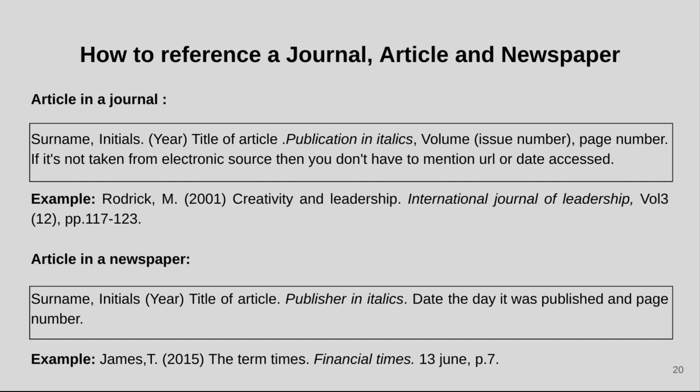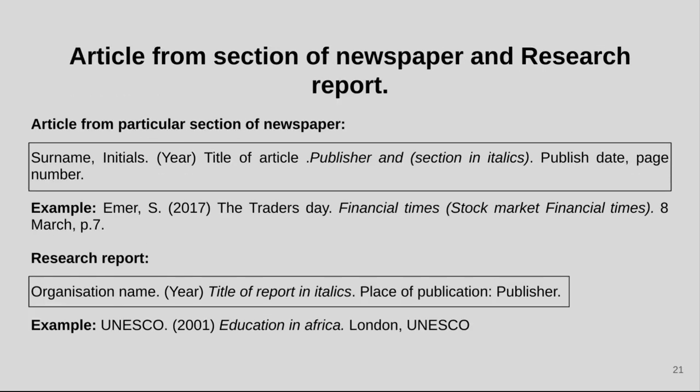Let's see now how to reference an article in a journal and newspaper. For an article in a journal, it will be surname, initials, year, title of article, publication in italics, volume, issue number, page number. If it's not taken from an electronic source, then you don't have to mention the URL or date accessed. For an article in a newspaper, surname, initials, year, title of article, publisher in italics, date, the day it was published, and page number.